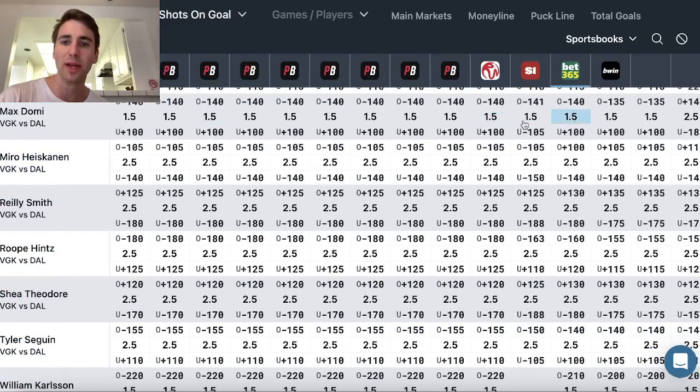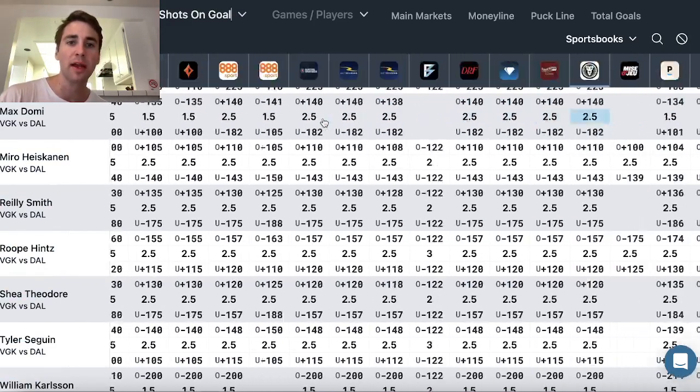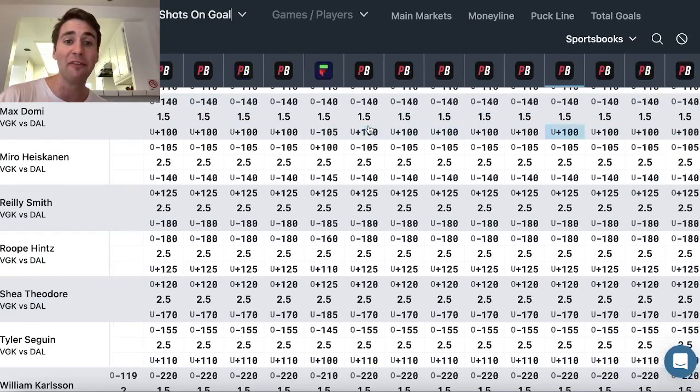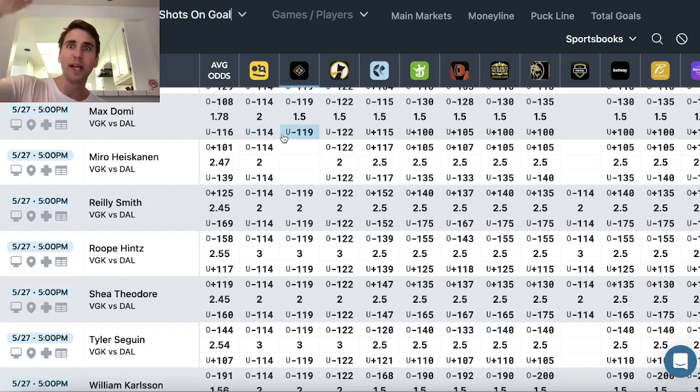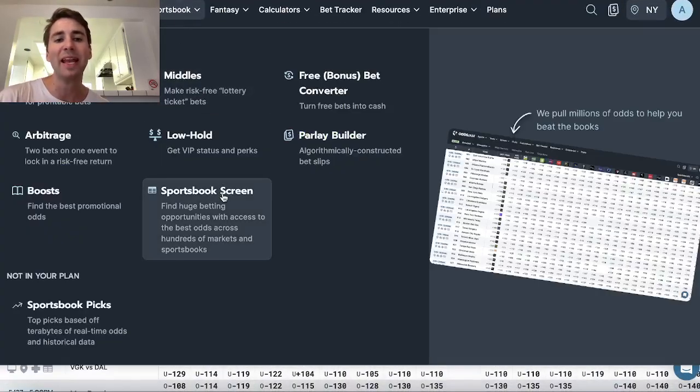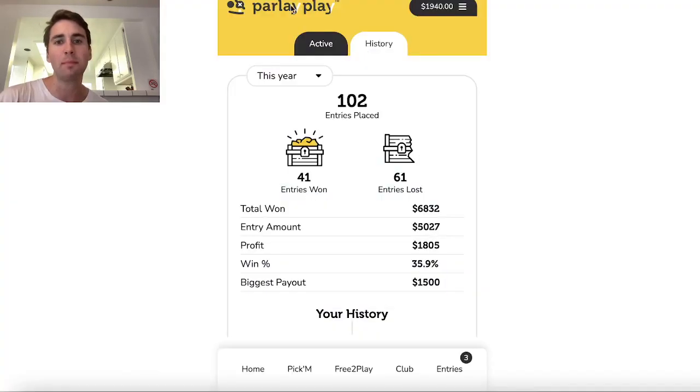Right? As a sharp bettor, we treat every sportsbook as a data point on where the line should be set. All these books are at 1.5. Parlay Play's at 2. They're way too high. We want to take the under. So this is the first prop bet that I ended up going with. And again, it's from the OddsJam Sportsbook screen, right? So my play is going to be on Parlay Play. I've kind of explained this platform before. I'll explain a little bit more about it.